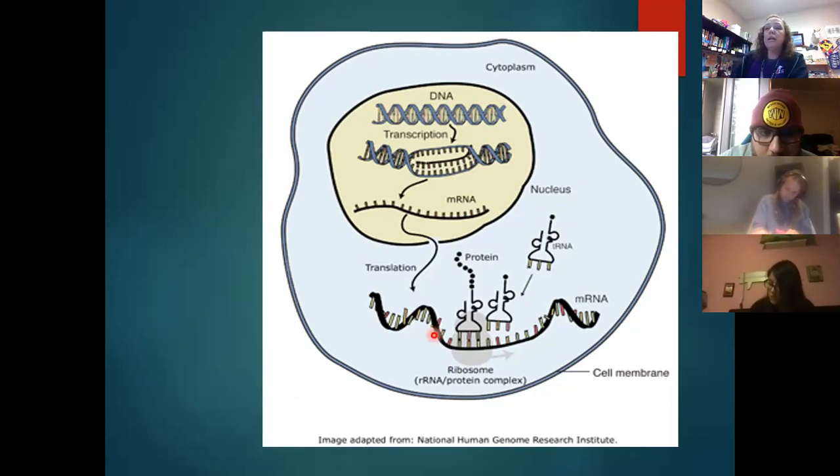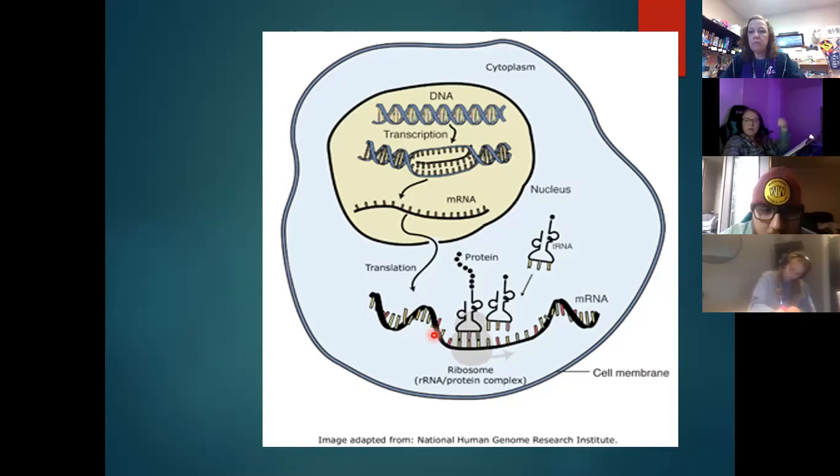Whenever I think of the word transcribe, I think of the stenographer in the court who's writing down every single word. And when they're asked, can you read that back? They literally have every single word written down. That's transcription. So is the ribosome itself RNA, or does it contain RNA?